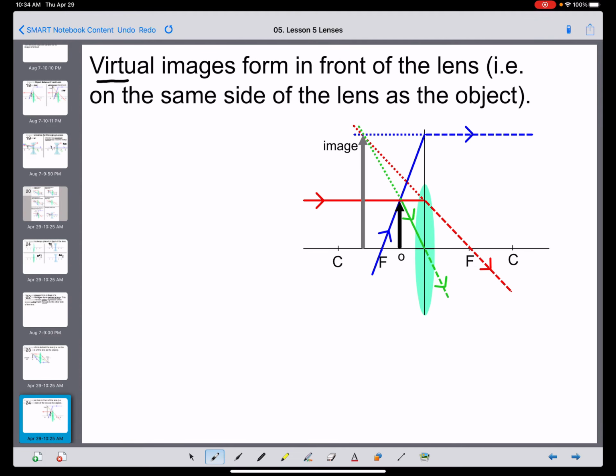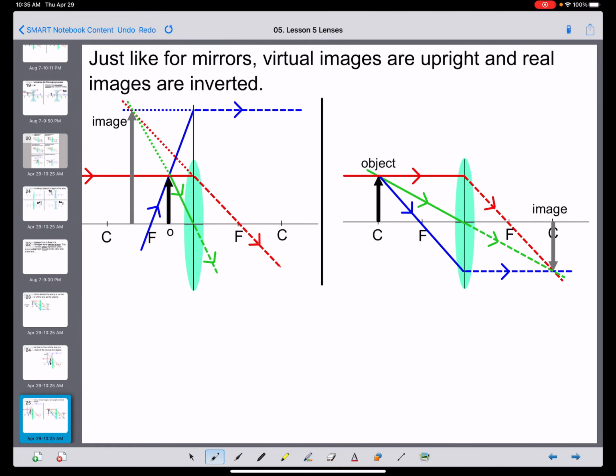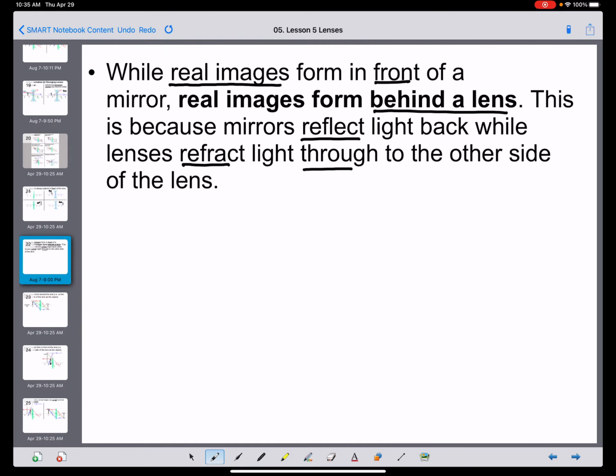Whereas virtual images are going to form on the front of the lens, or again, you can remember this by saying your object, which is right here, and your image form on the same side of the lens if it's virtual. And I alluded to this earlier in the lesson, but just like for mirrors, virtual images are still upright and real images are inverted. So the only change for lenses and mirrors is really this stuff here from this slide. Everything else is the same. All the sign conventions are the same, the formulas are the same, whether it's upright or inverted is the same.